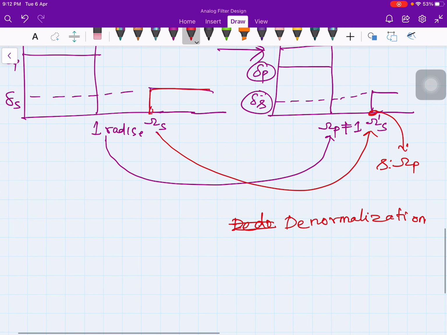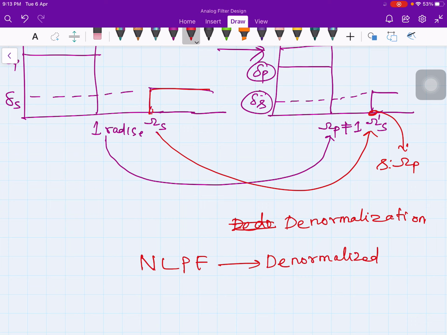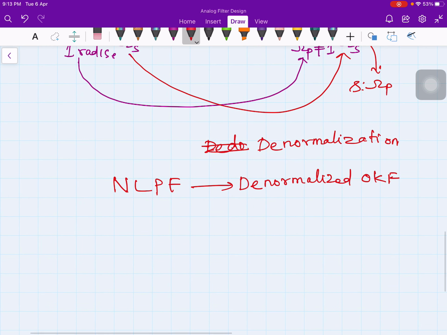So what I want to convert is a normalized low pass filter to denormalized other kinds of filter. I want to design an actual filter with the actual specifications starting from a normalized low pass filter.